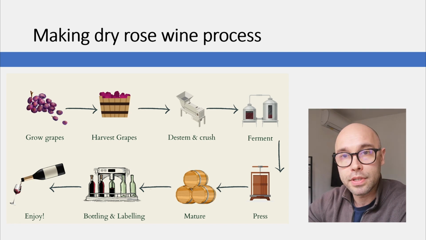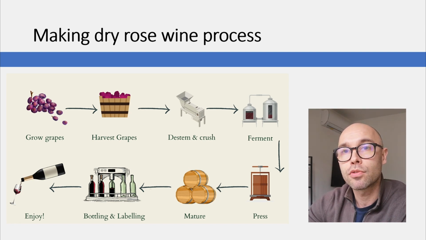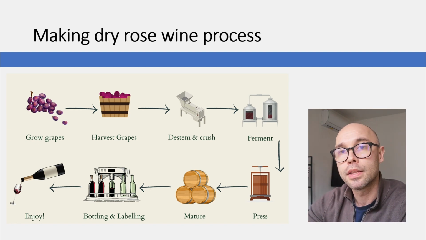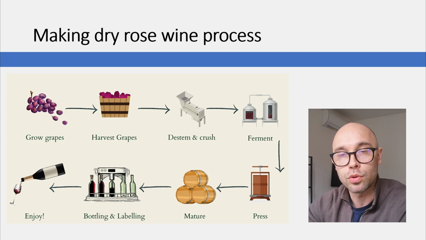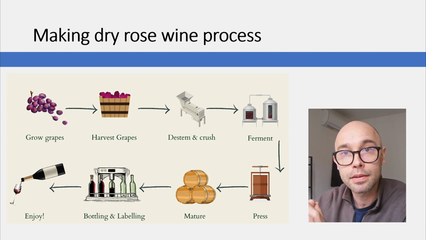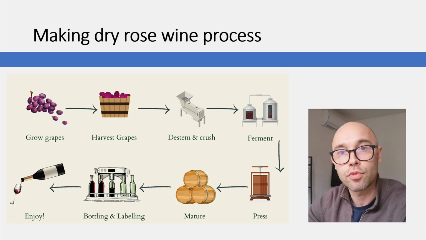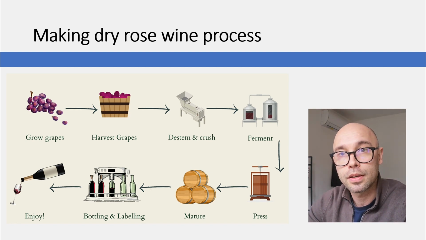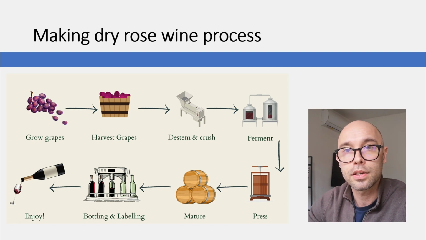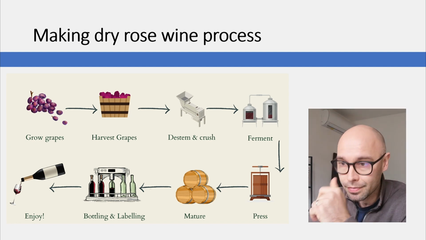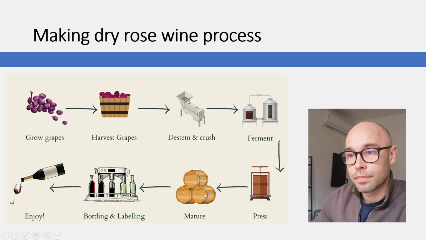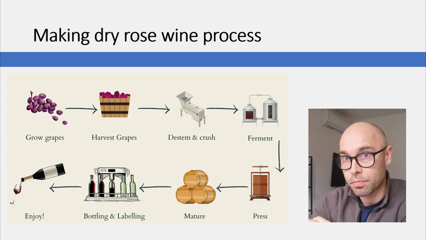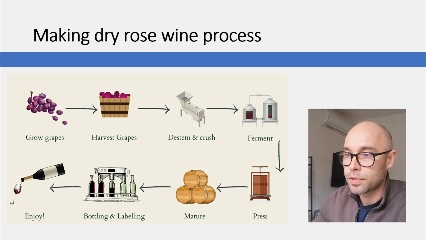Making dry rosé wine process. There are two main ways to make rosé wine that you need to understand for WSET Level 2. It is blending of white and red wines, which is actually not allowed in Europe. And the second way is short maceration. So I'll explain the maceration process here. So you have your grapes, you harvest them.